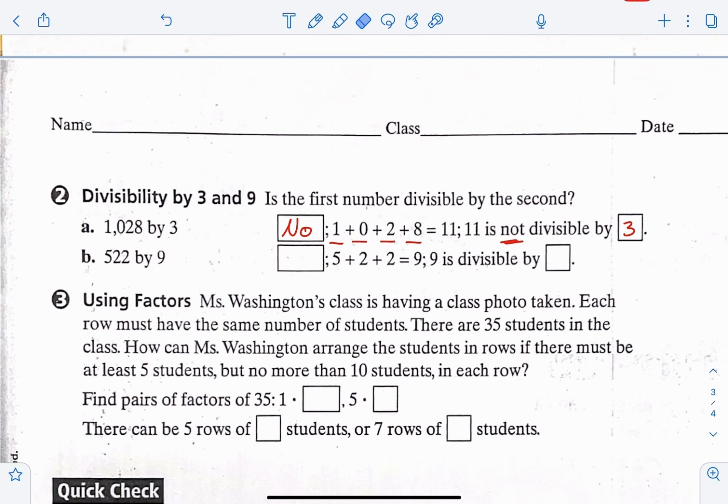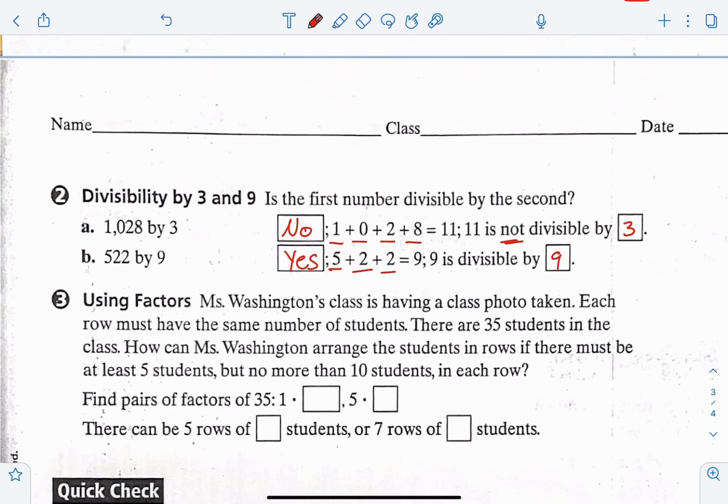So 522, is that divisible by 9? So we do 5 plus 2 plus 2, and we get 9. Well, 9 is divisible by 9, so that means that yes, 522 is divisible by 9.